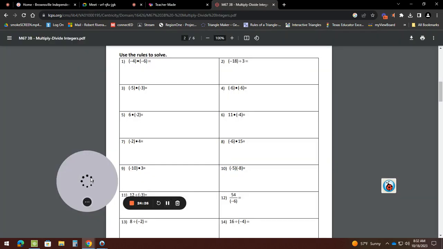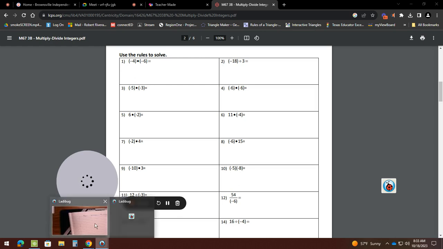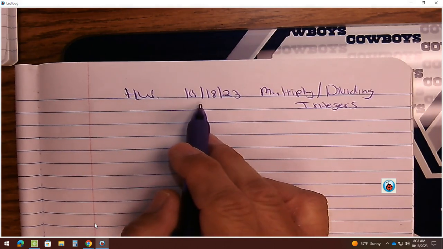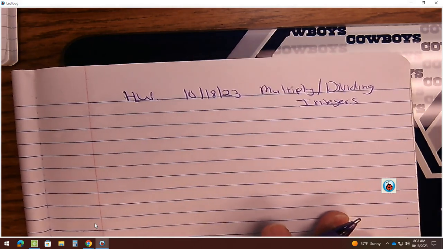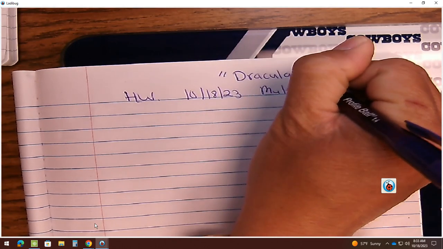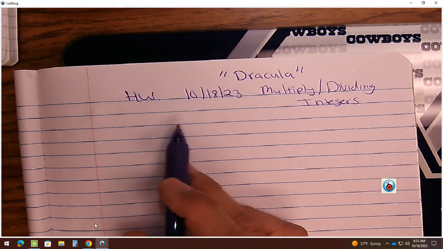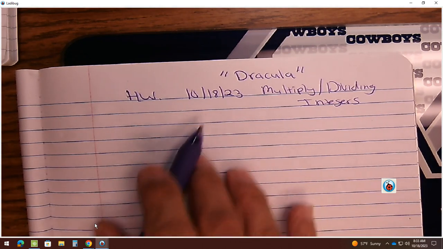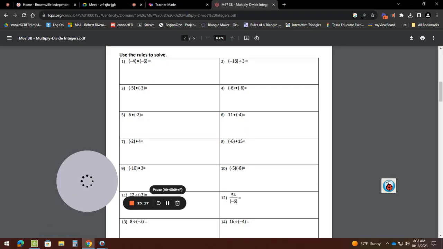For homework for today, I'm going to write in your homework journal, you're going to be doing homework HW. Today's the 18th, 10, 18, 23. And we're doing multiplying and dividing integers. So on your homework journal, today's homework will be 10, 18, multiplying and dividing integers. I'm going to put a Dracula as your emoji for today so you can know which one it is. It'll be on YouTube too, the video plus the homework. So if you do not have a YouTube, make sure you come back for the homework.